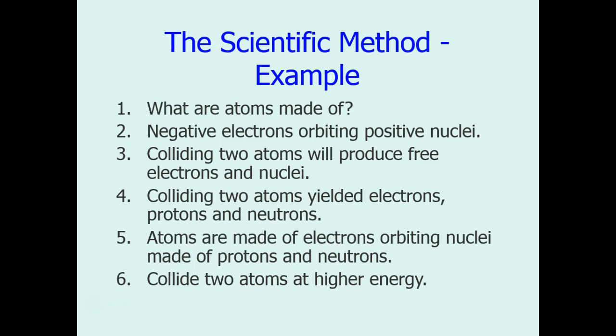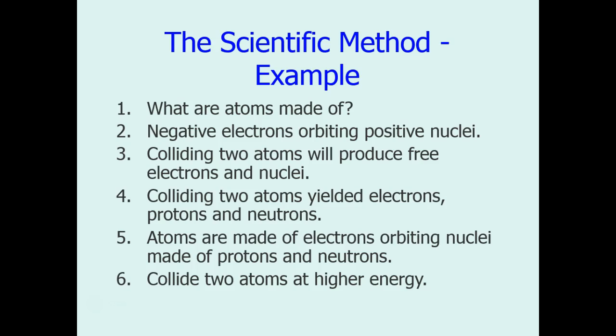Now, over time, they've tried many different things, including colliding two atoms at really high speeds to see what comes out of it. And they'll see these electrons fly off, and they'll see either the nuclei or pieces of the nuclei come out. And by studying those pieces, they can find out what constitutes an atom. So colliding two atoms yielded electrons. Later they found protons. Later they found neutrons.